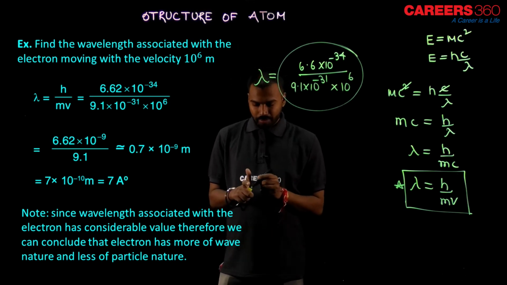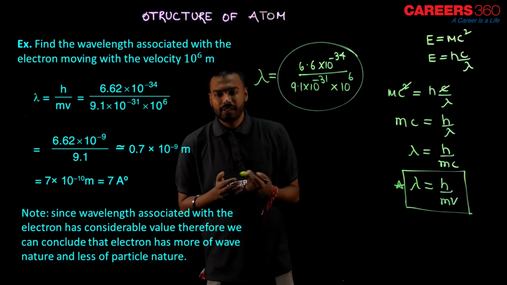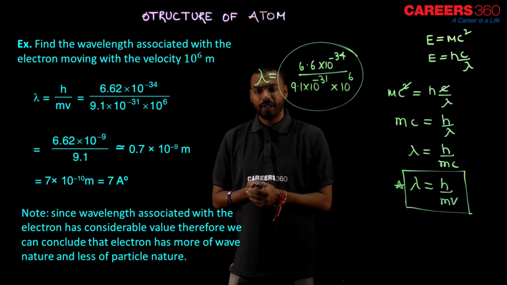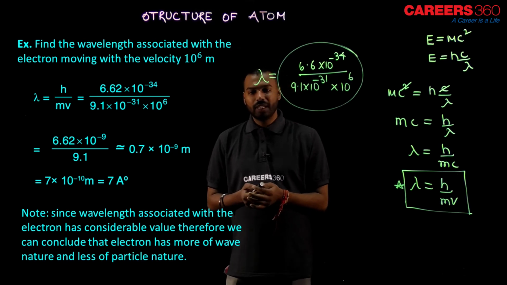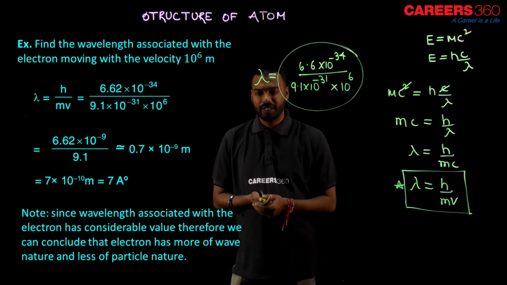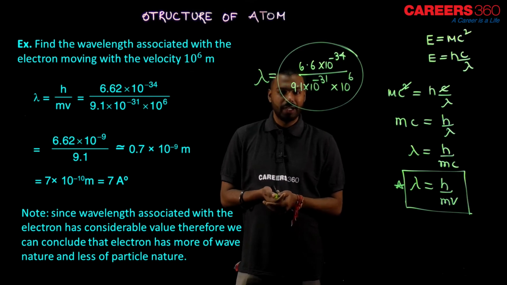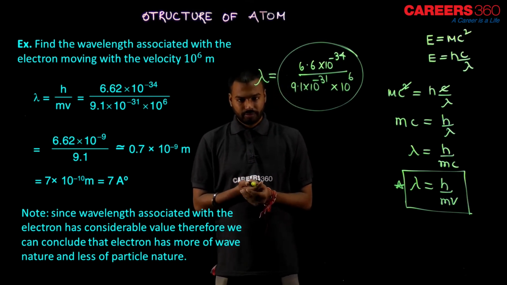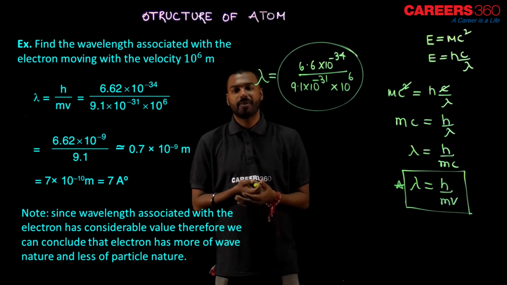And just one more thing is written here as a note. Since the wavelength associated with the electron has considerable value, we can conclude the electron has more of wave nature and less of particle nature. I told you the dual nature. Two types of nature. One is wave nature and the other is particle nature.